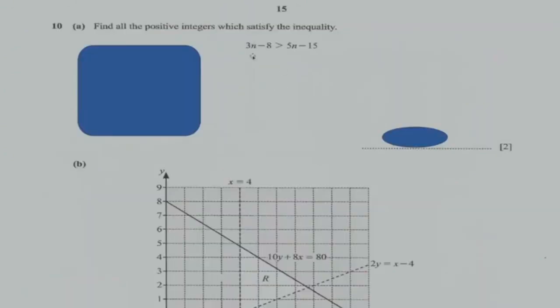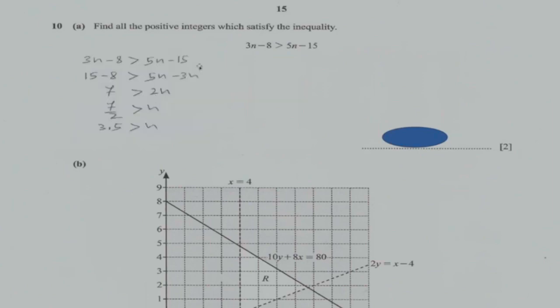Find all the positive integers which satisfy the inequality. So we have to simplify this. 5n minus 3n equals 15 plus 15 minus 8. So n is smaller than 3.5. N is smaller than 3.5 means we can get the n values 1, 2, and 3.